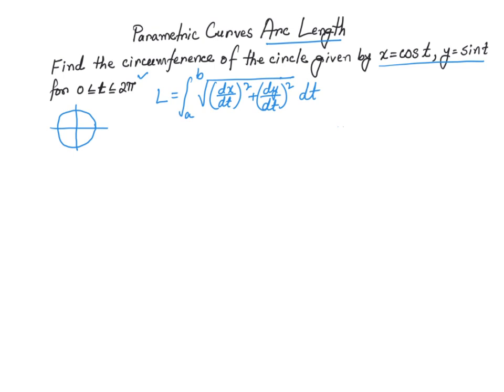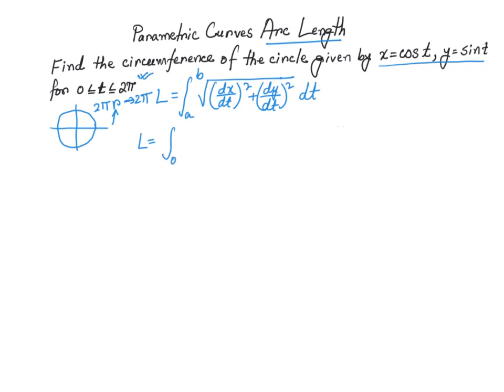Now let's go ahead and find this. This is pretty straightforward. And we know that the circumference of a circle is 2 pi times r. In our case, r is 1, so we expect the answer to be just 2 pi, right? So let's go ahead and do that and check it basically. So integral, my t goes from 0 to 2 pi.